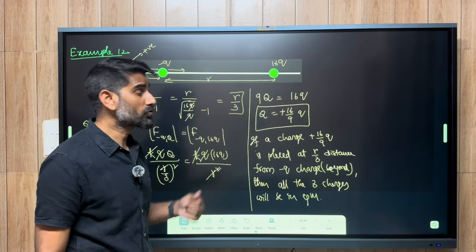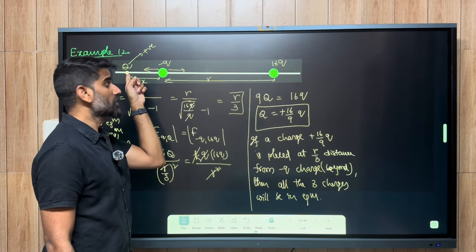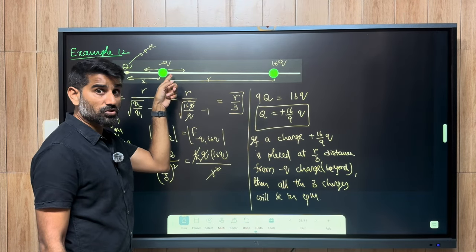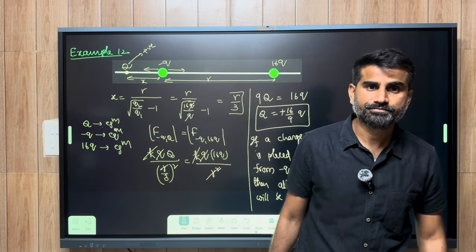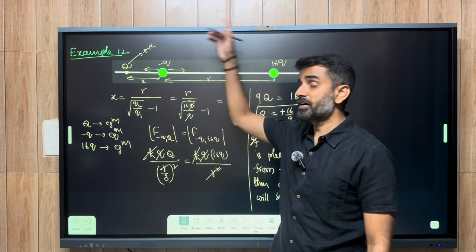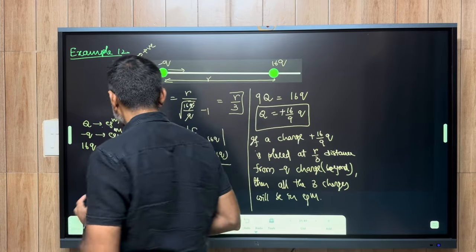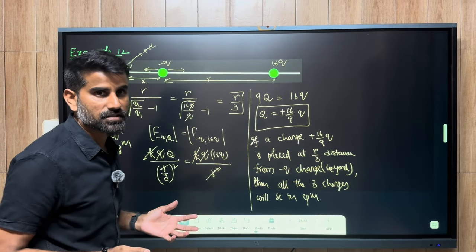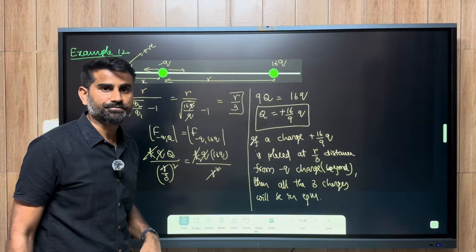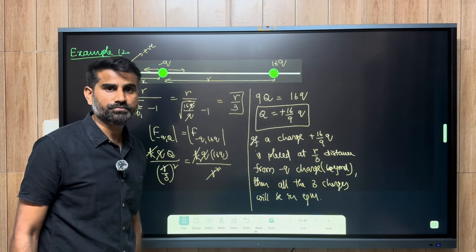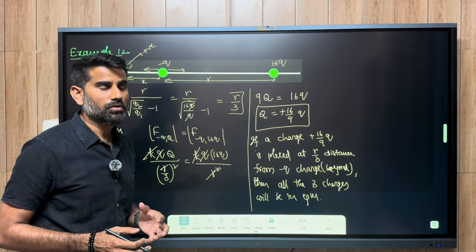I haven't determined the net force on the third charge. You know why? Because if the net force on this charge is 0, and the net force on this charge is also 0, then the net force on this charge must also be equal to 0 from the superposition principle, because the net force acting on the entire system is 0. So this is how all three charges will be in equilibrium in the given system. I hope this example is clear to you. If you find any difficulty in understanding this, please comment below.